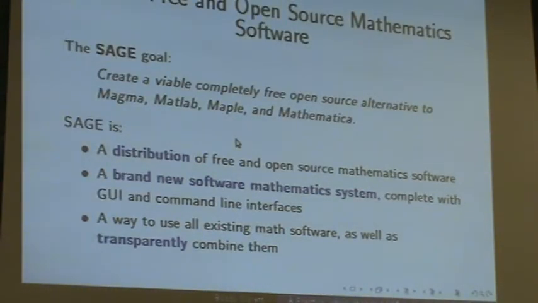Okay, all right. So, I'll really quickly go over what Sage is again. Sage is a free and open source mathematics suite that is attempting to create a viable, completely free alternative to these four proprietary programs: Maple, MATLAB, Magma, and Mathematica. Sage is a big set of all your favorite open source mathematics software. That's what you get when you get Sage. You get all these different programs. It's also hundreds of thousands of lines of new code that tie these systems together and implement new functionality where there are gaps. It's a way of combining and connecting all this existing math software.